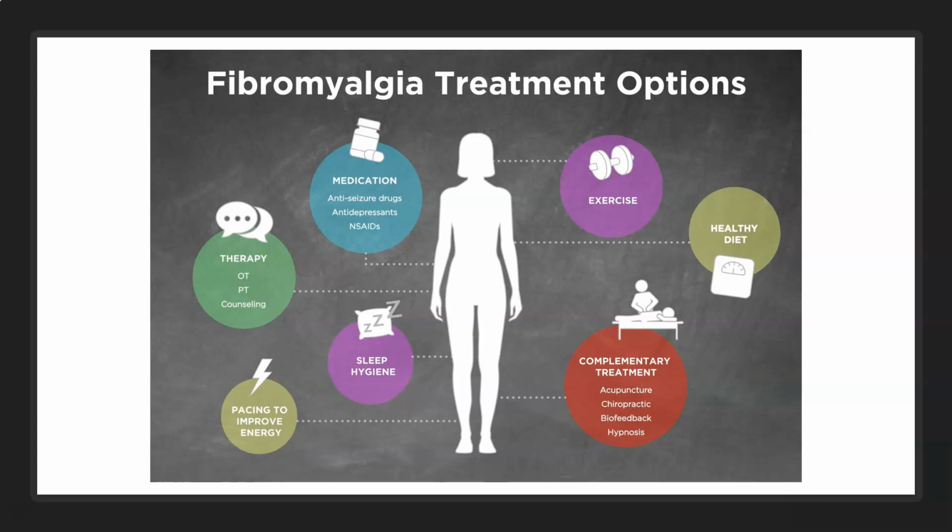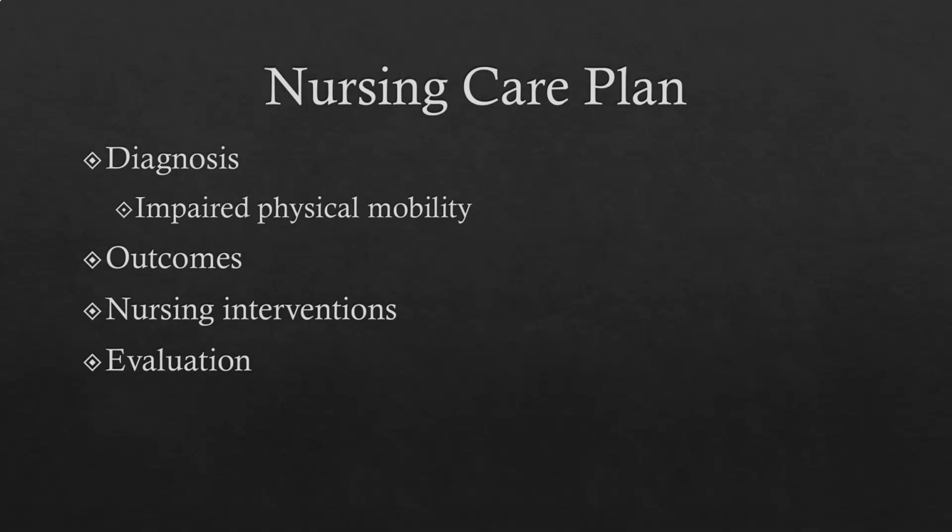Patients with fibromyalgia also need therapy including physical therapy, occupational therapy, and counseling. They may also benefit from complementary therapy such as acupuncture, chiropractic, and hypnosis. When caring for a patient with fibromyalgia, a nursing diagnosis may include impaired physical mobility related to discomfort and pain secondary to fibromyalgia, as evidenced by an inability to perform activities of daily living.